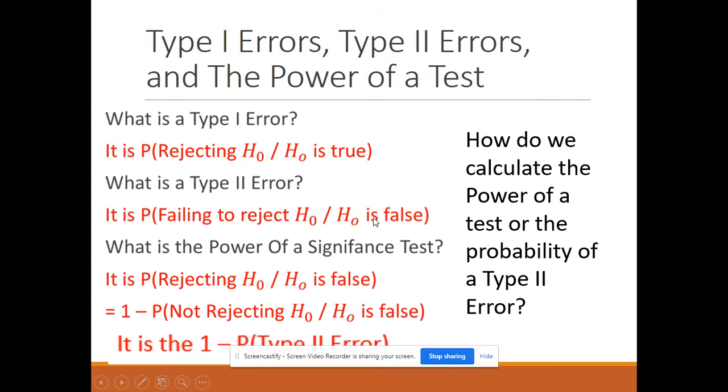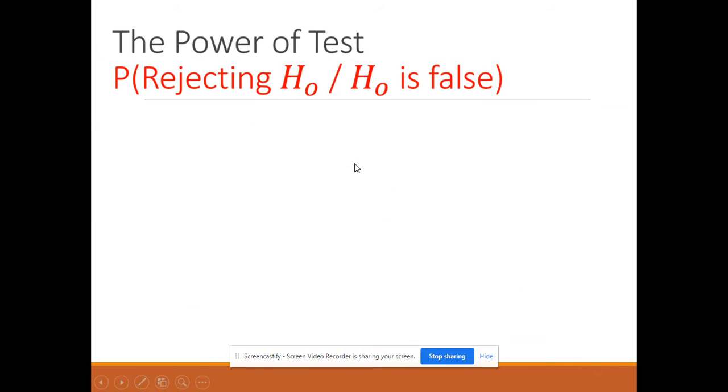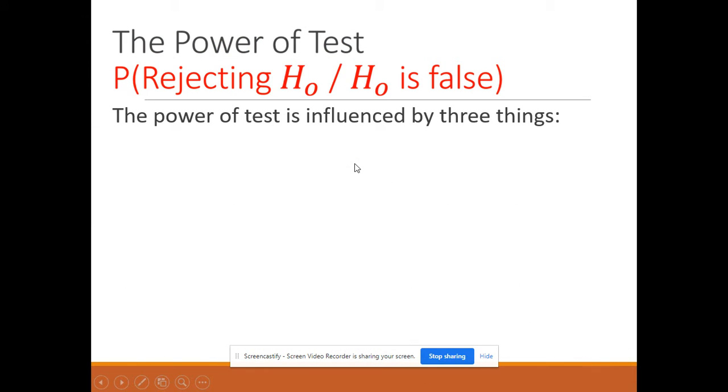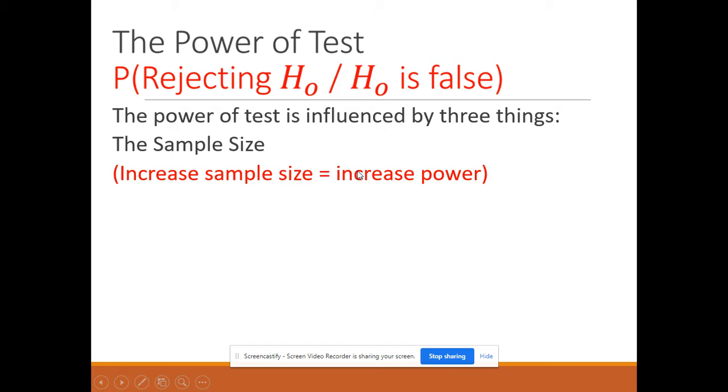So, how do we calculate the power of a test or the probability of a type 2 error? There are three things that influence the power of a test. The first two are pretty straightforward. The first one is the sample size. If you increase the sample size, you increase the power. I mean, think about it. You get more and more samples, therefore there's less variability, therefore you're going to be more confident that your final conclusion is the correct one. So one way of increasing the power of a test is to increase the sample size.